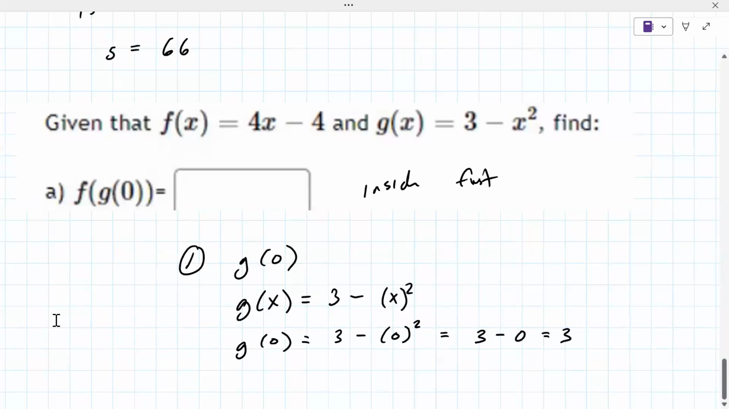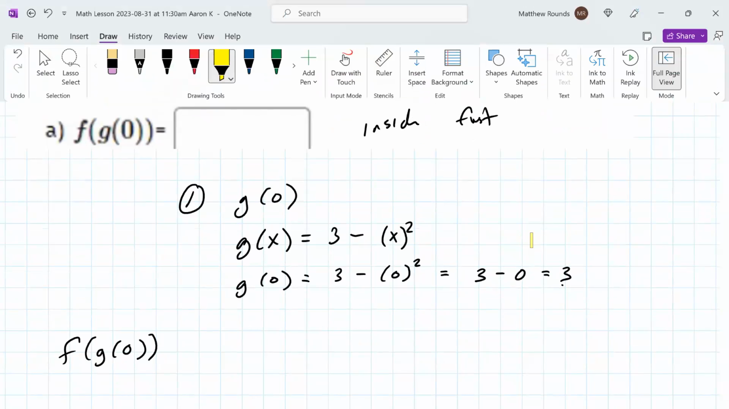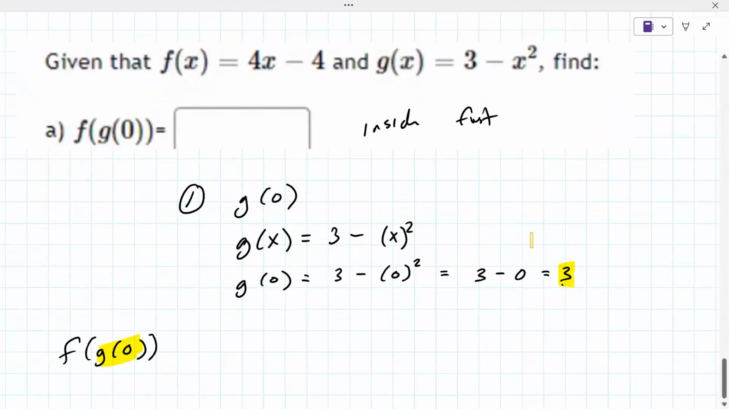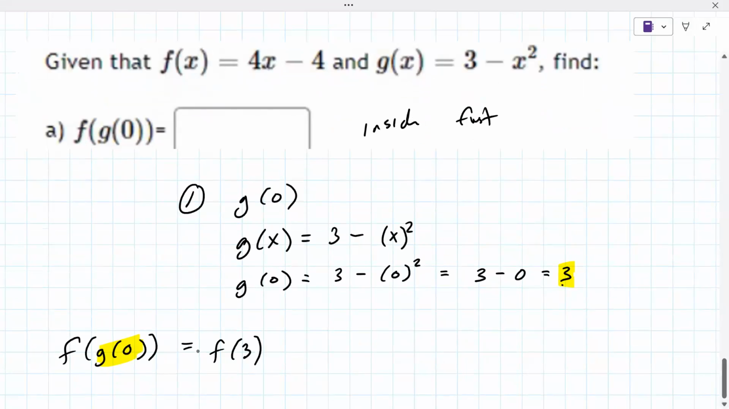So in f of g of 0, the g of 0 is replaced by the 3. This is what's hard about composition: you have to realize that you're replacing g of 0 with 3. So this really becomes f of 3, because g of 0 is 3. The output of the first becomes the input of the other.